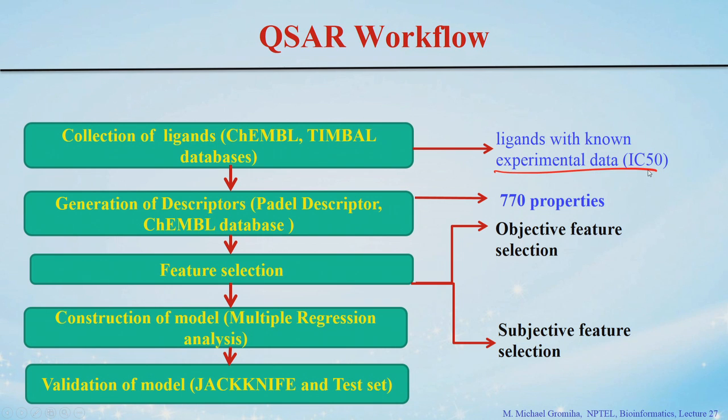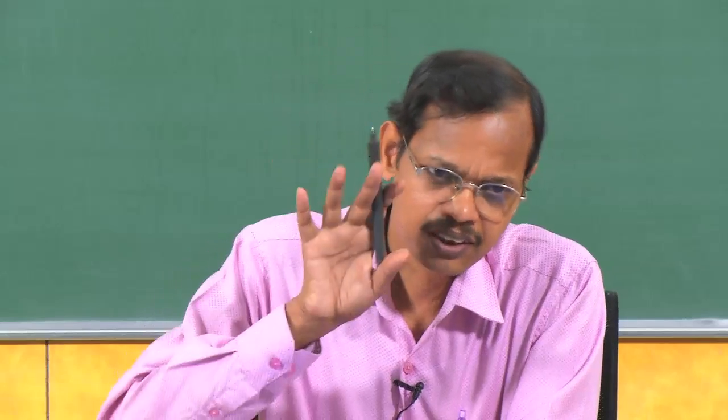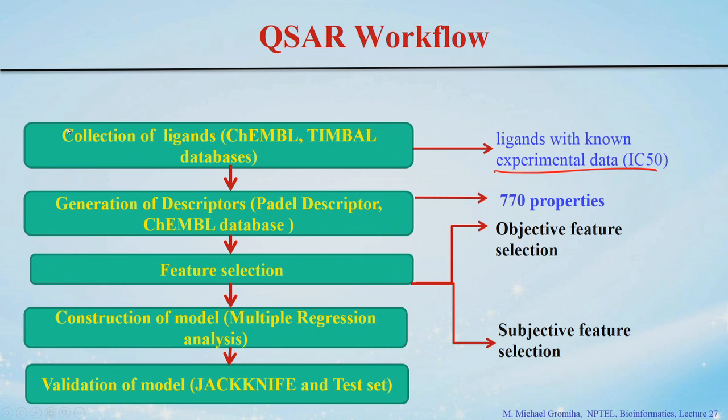For example, you use the ChEMBL or the TimbaL databases. This will provide the experimental affinity data or the inhibition constant for several ligands, with respect to different targets. So, you can use any specific target, and you can get all the ligands for targeting a specific protein. This is on one side. On the other side, we need to have the descriptors.